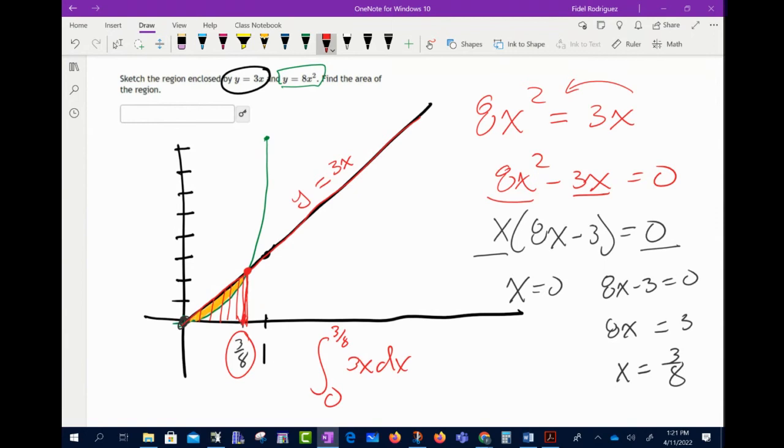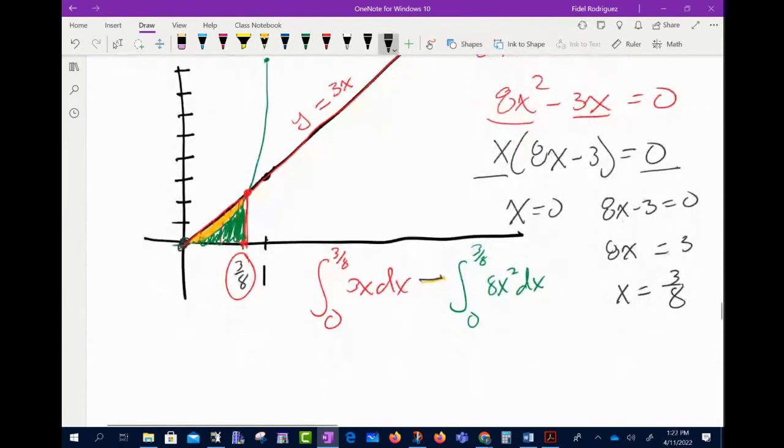Okay. Now, if I wanted to find the area of the green portion, which would be this portion right here, we would integrate from 0 to 3/8 of 8x squared dx, right? Now, if I want to find the area of this part, you guys agree now that I got it subtracting? Because that would give me that area in the middle. Right, put a minus sign right there.